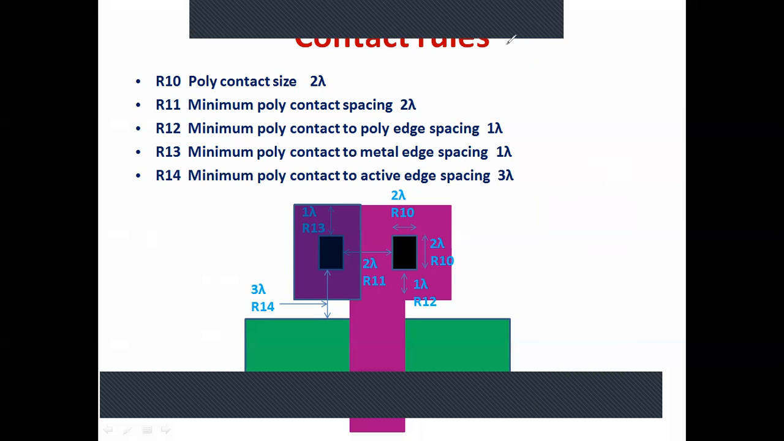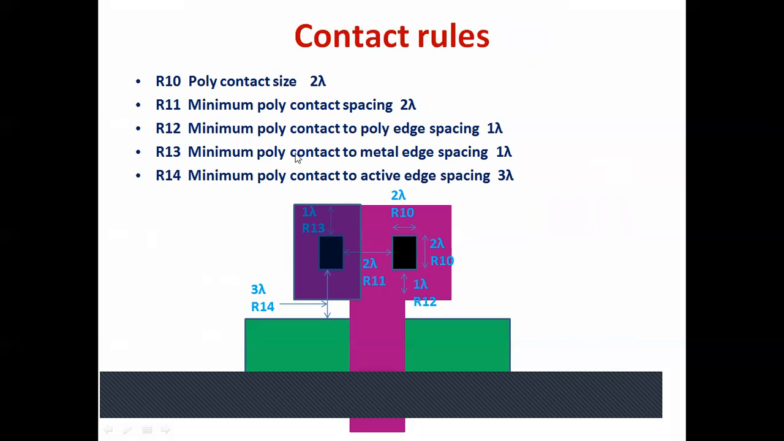So that is R13. Now what is R14? R14 is active poly contact. So this is poly contact, and this is active edge spacing. So this is active area and it is spacing. This has to be 3 lambda. Means if I am taking contact here and this is poly edge, this has to be 3 lambda.